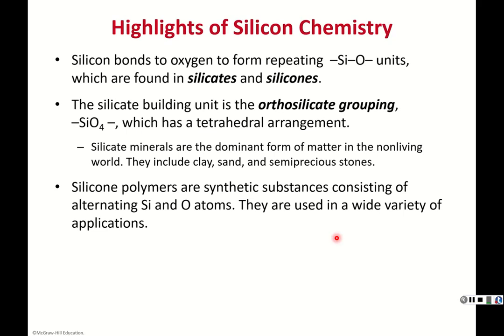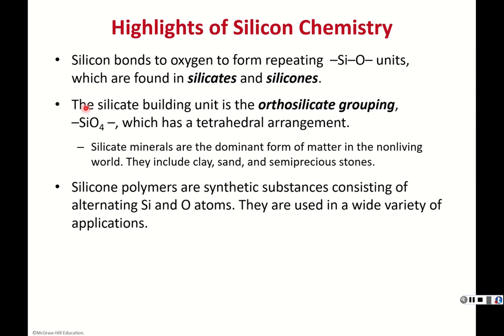If we go down an element in the group, silicon, and highlight some of its chemistry, silicon can also form network covalent molecules, and it tends to do this with oxygen. Right? So it forms these repeating silicon-oxygen units, which are found in both silicates and silicones. Right? The silicate building unit is the orthosilicate grouping, which is SiO4, and it has a tetrahedral arrangement.